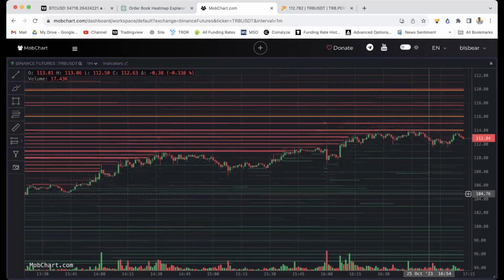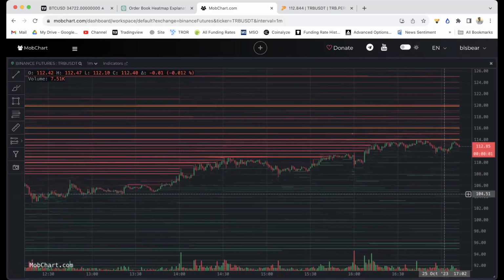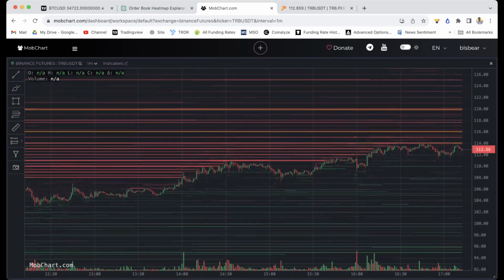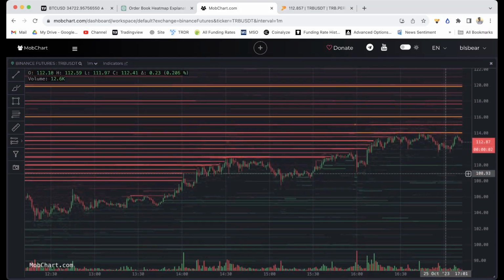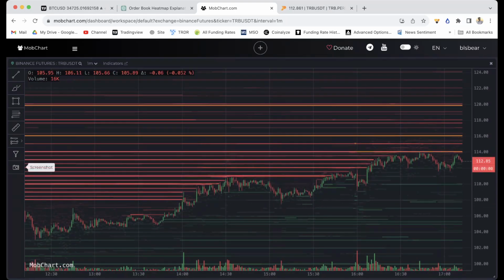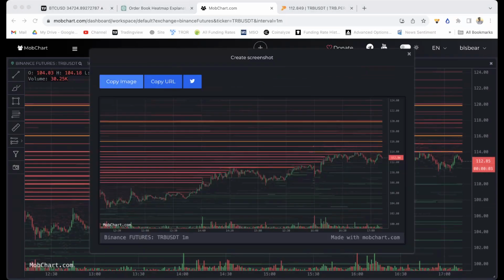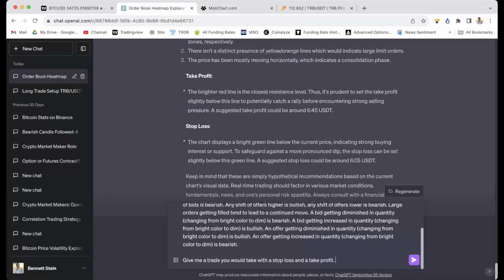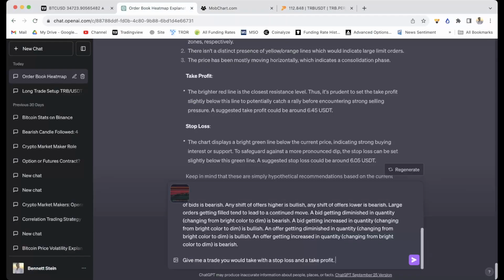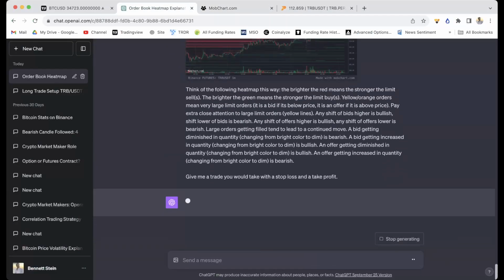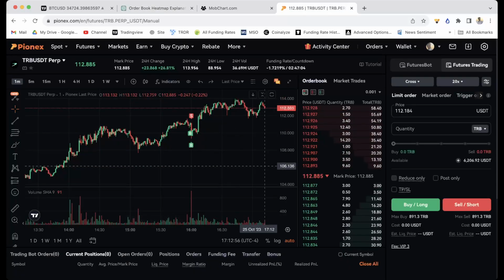But what I'm going to do is get a picture that I kind of like just for this example. Let's give it, how much data do I want to give it? I'm going to give it that. And I'm going to take a picture. So again, we click screenshot, we click copy image, and I just throw it in right there. Wait for that to load, and we submit. And we're going to see what it tells me to do, and I will take a trade immediately.